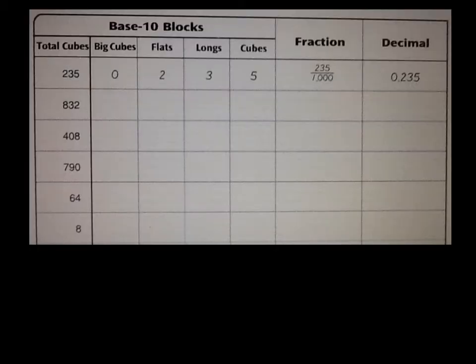We're going to try some of this with some picturing those base 10 blocks in our head. So you're going to get a sheet like this in just 1 minute, and it tells us the total number of cubes. So if there's 235 cubes, that makes no big cubes. It uses 2 flats for the hundreds, 3 longs, 5 cubes. If we write that out as a fraction of the whole big cube then, it's 235 over 1,000. So all these fractions are going to be over 1,000 or out of 1,000. When we read this fraction, it's 235 thousandths.